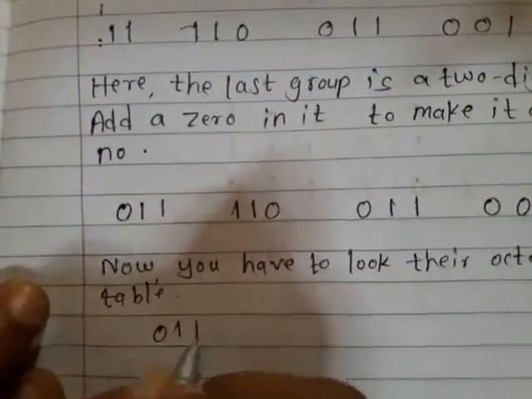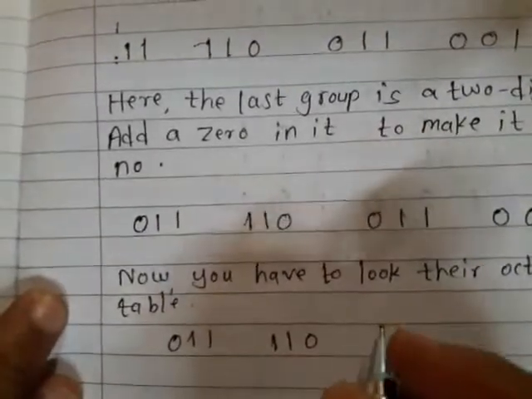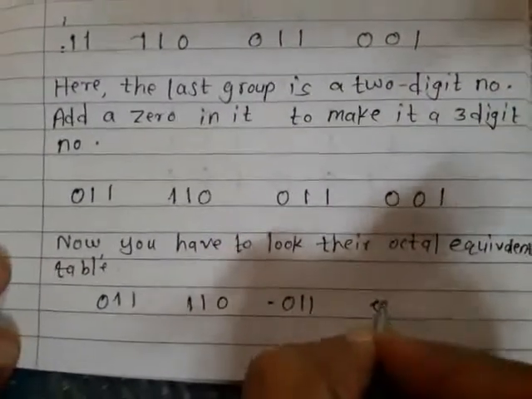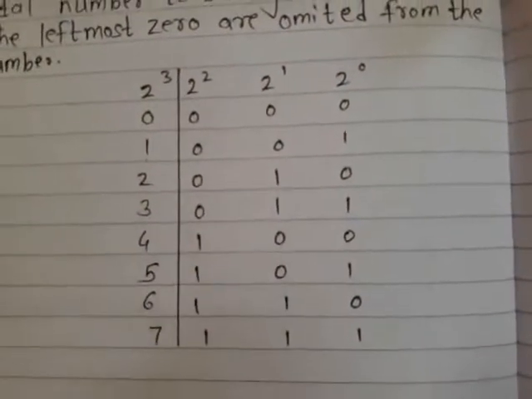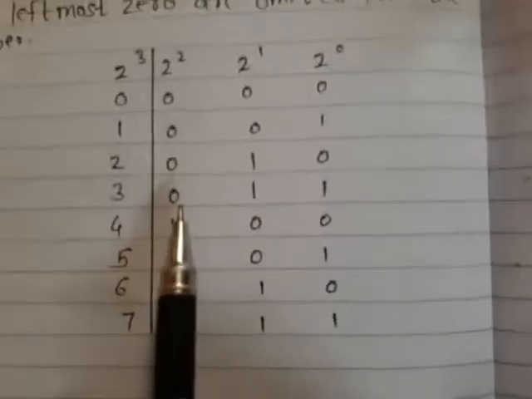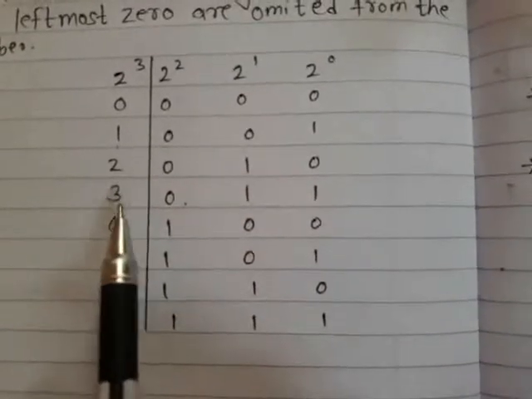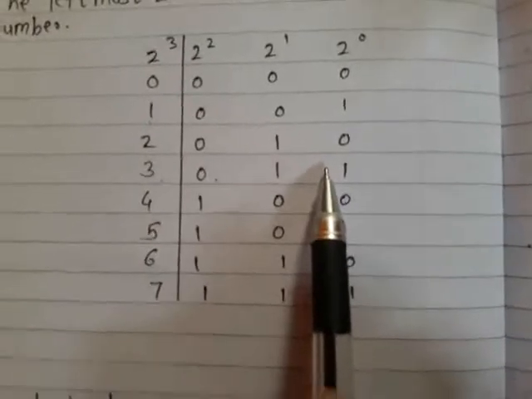Now see, 0 1 1, 1 1 0, 0 1 1, 0 0 1. Okay. Now we will see the chart. See now, 0 1 1 1 1 0 0 1 1 0 0 1. See here, where is 0 1 1? 0 1 1 is in the third group.